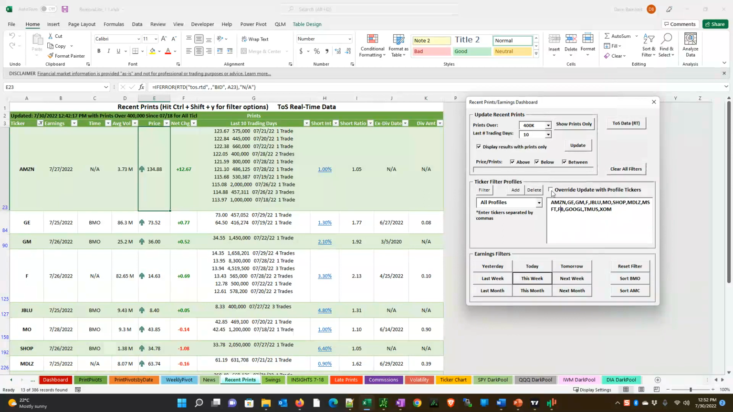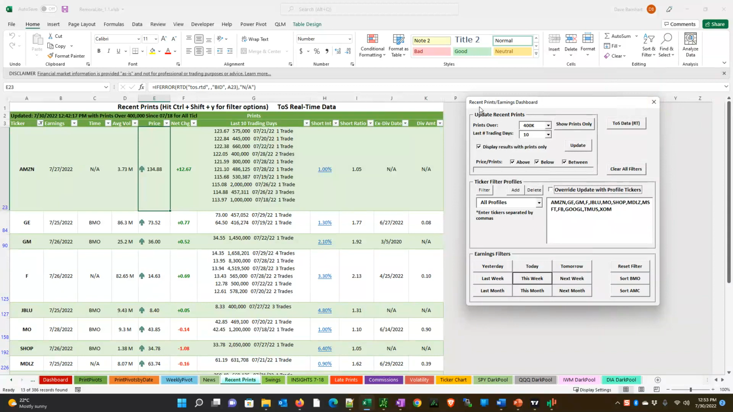The other thing too, this override update. If I was to tick this and choose run, it'll skip the other 300 and something and just do your own. I mean, it takes 50 seconds to do them all, but it gives you that option to do that. Okay, so we've added some tickers to the watch list.